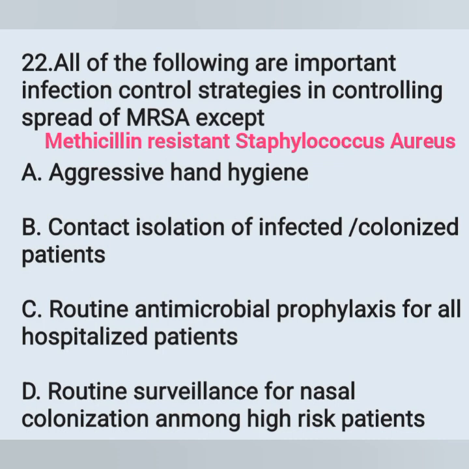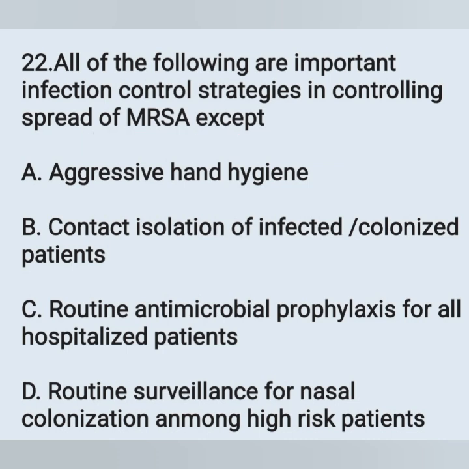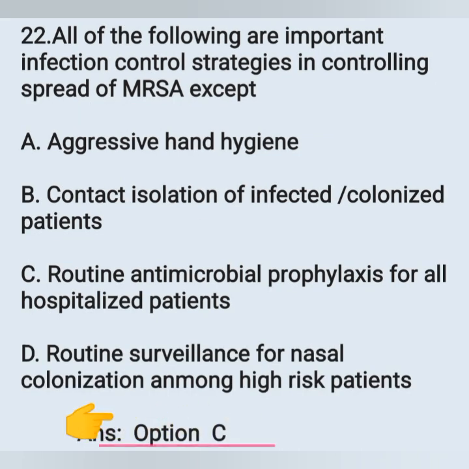Our question is, which one is not an important factor for infection control strategies in controlling the spread of methicillin-resistant Staphylococcus aureus? And the correct answer is routine antimicrobial prophylaxis for all hospitalized patients. So we can't do prophylaxis for all hospitalized patients. Remaining all are the important infection control strategies of spread of MRSA infection.